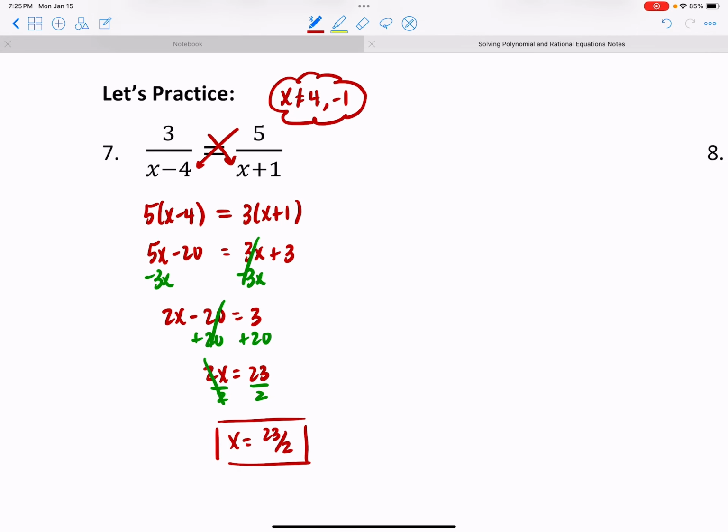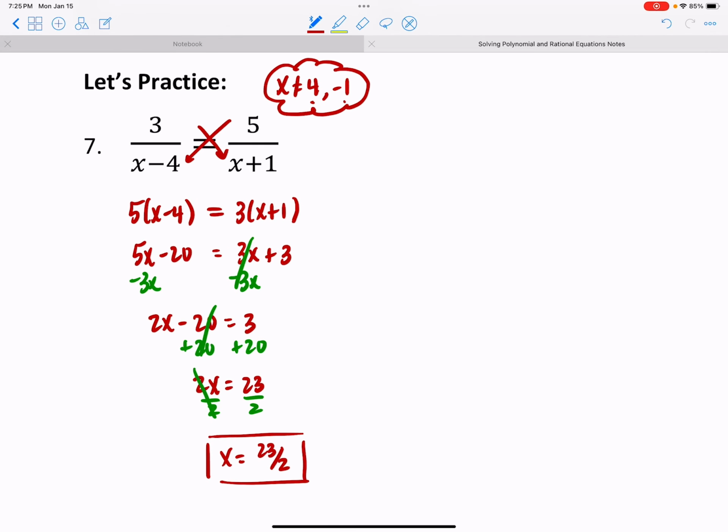Alright, so x equals 23 halves, not one of our restricted values, so nothing to worry about here. There could be cases where your solution ends up being a restricted value. If that's the case, it's not considered a valid solution. It's what we call an extraneous solution. I don't want you to get too hung up on the vocab, but just know that our solution can't be one of those restricted values.